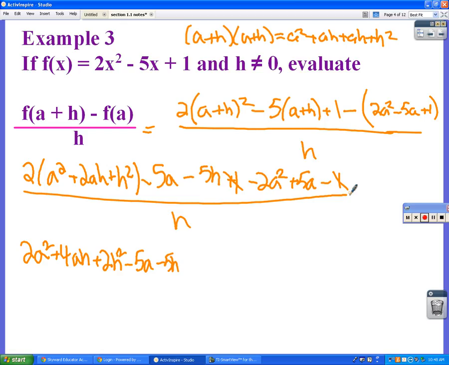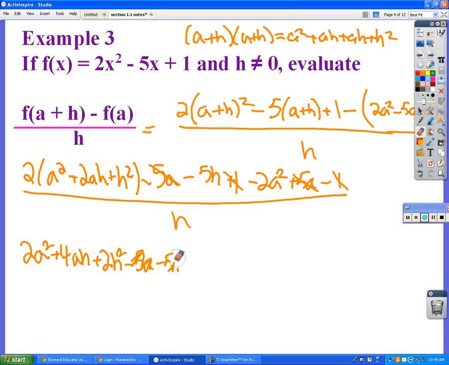That cancels with that. Oh, this cancels with that. Okay, so really this is going to be minus 5h minus 2a squared over h, right? So the 1's cancel, negative 5a and the 5a cancel, and then I distributed the 2 through here and rewrote the negative 5h and the negative 2a squared. We okay so far?